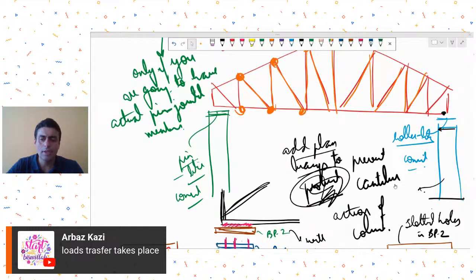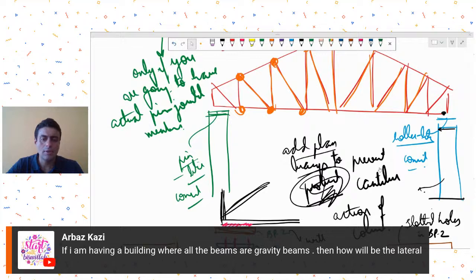So if, let's say, your main beams are not there to take the lateral load transfer, they are not helping you in lateral load transfer, maybe you will have to add some connector like elements, or maybe you will have to add some plan bracings. Okay.